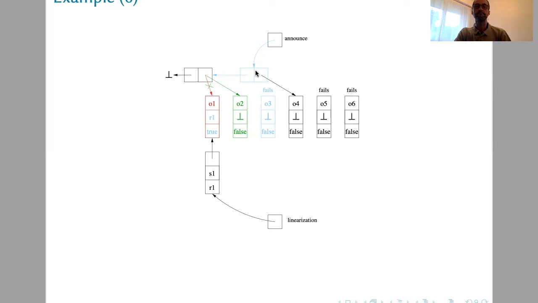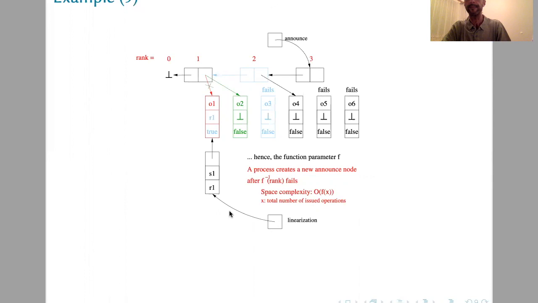No matter, because even though P3 fails, we know that it will succeed next time because it will be the only process that will compete on this node. And P5 and P6, in order to avoid competing with new arriving processes, will create a new announce node, and so on. So the question is: in what I presented in this example, each time a process fails to announce its operation, it creates a new node. Is this reasonable? After how many fails does the process need to create a new announce node? The response to this question is in the parameter function f. The function f defines the number of fails before a process creates a new node.